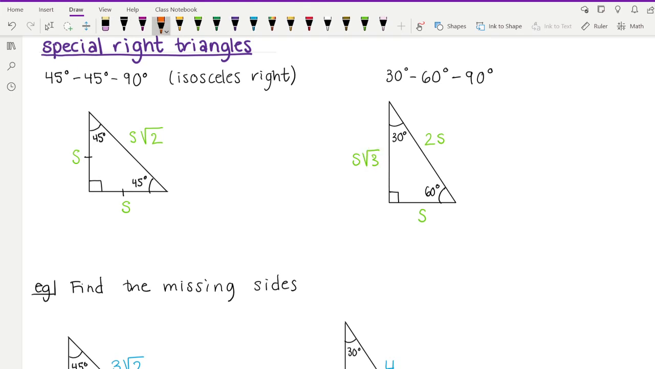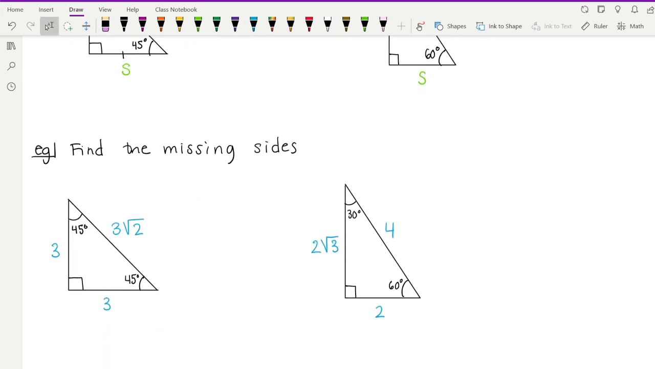And so whatever s is, s times the square root of 3 is going to be bigger than s, but it's going to be smaller than 2 times s. So 2 times s is the longest side, it's across from the longest angle. S times the square root of 3 is the kind of middle side, it's across from the middle angle. And then s is the shortest side, and that's across from the smallest angle. So really important to have those relationships down.